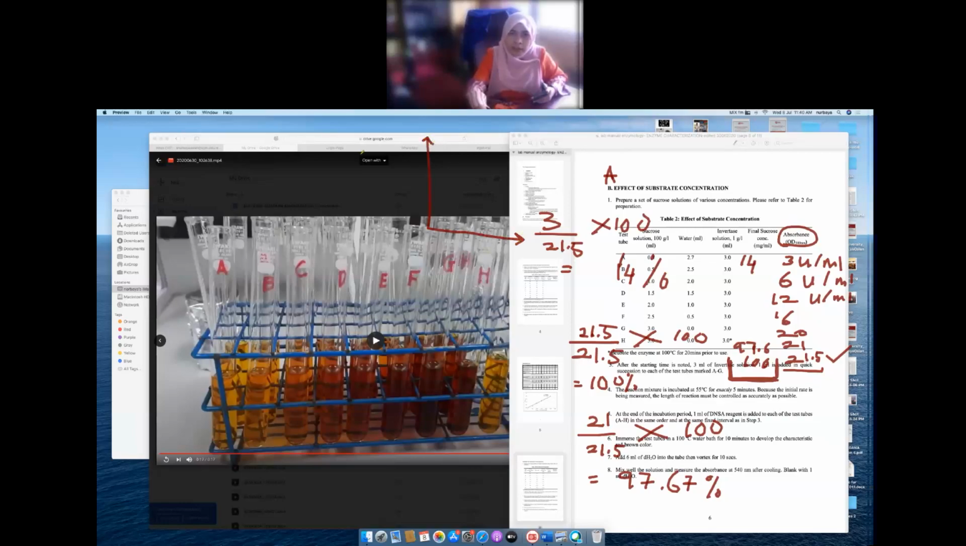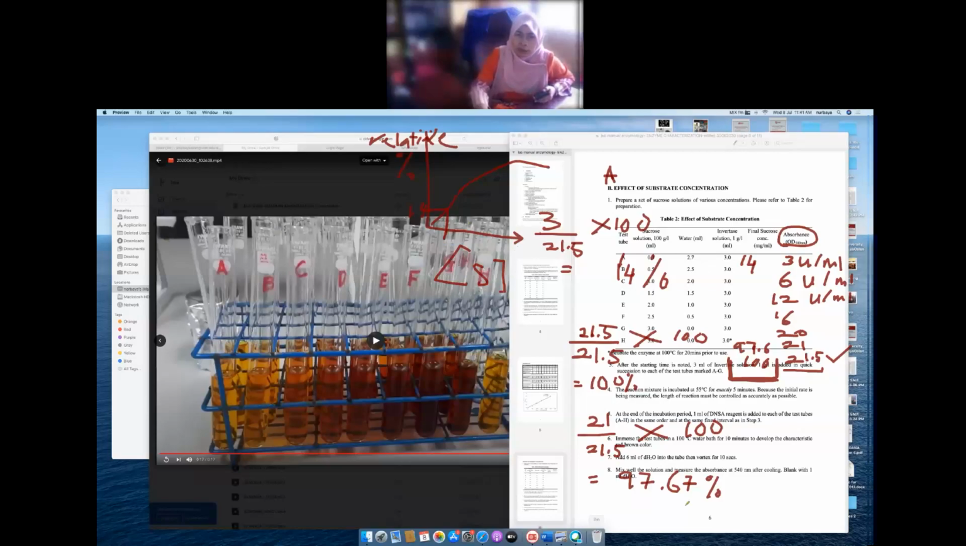The P will mean the activity, so you can label it as relative activity in percentage versus substrate concentration. Then you will have something like this, 100%, and the lowest one will be 14%, around here.